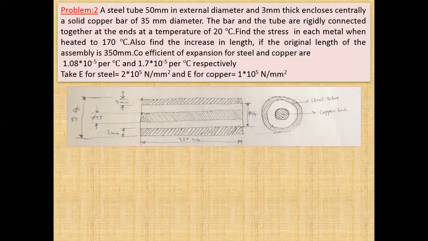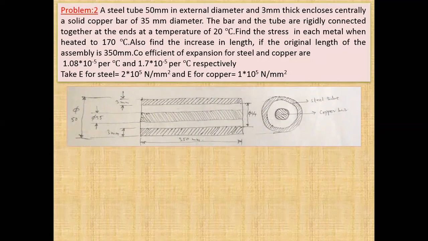So this is a problem yesterday we were discussing. A steel tube was enclosing a copper bar in the middle, and the initial temperature was 20 degrees centigrade, and it is raised up to 170 degrees centigrade. So what is its effect on the composite bar?